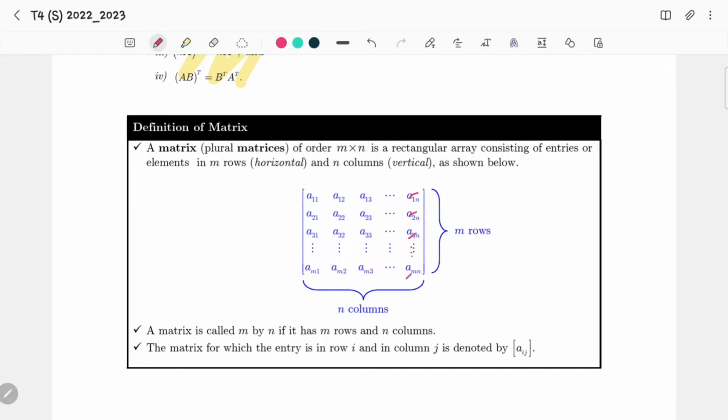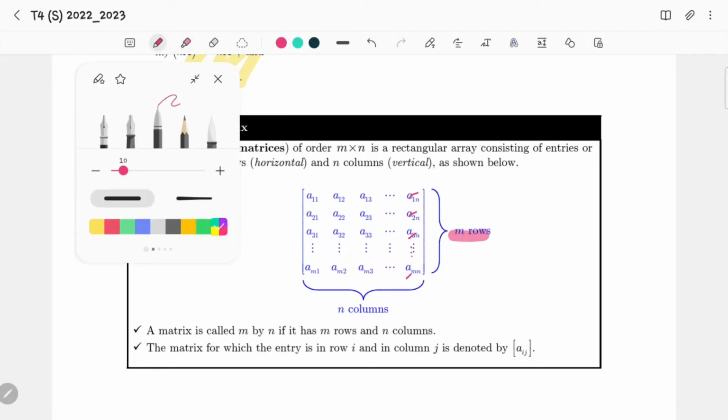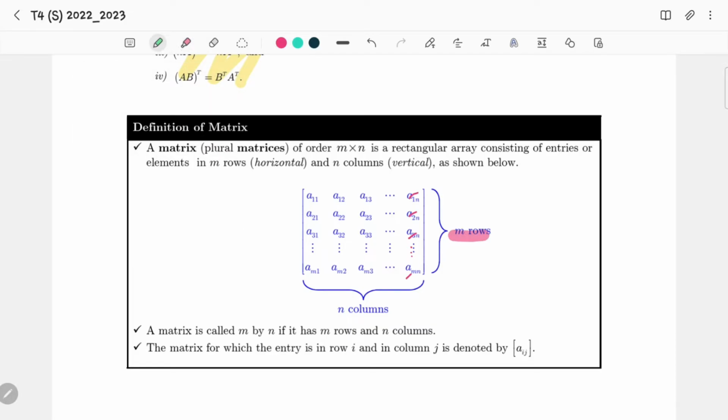So m rows, and then you have n columns, 1, 2, 3, up until n. A matrix is called m by n if it has m rows and n columns, as I said just now. The matrix for which the entry is in row i and in column j is denoted by aij.